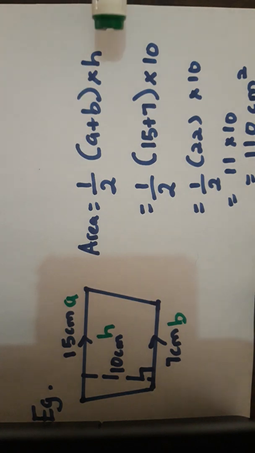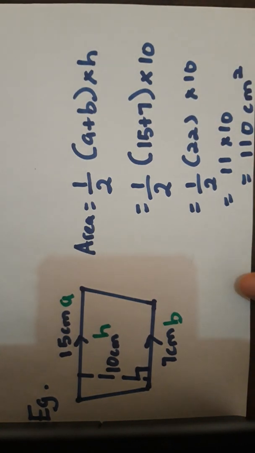First, add A and B together. That's 15 plus 7, 22. Next, you find a half of that 22. A half of 22 is 11. Finally, multiply that 11 by your height of 10. 11 by 10, 110 centimeters squared.